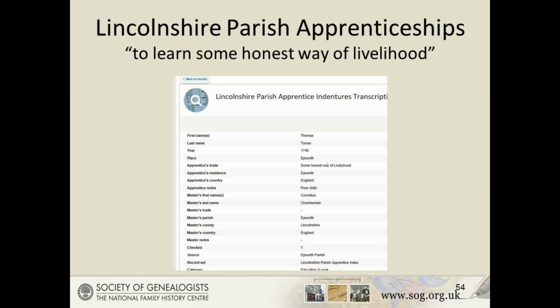Lincolnshire Parish Apprenticeships are all indexed by the Lincolnshire Family History Society and online through Findmypast, and many local societies are working on similar projects. Here we see that Thomas Turner, a poor child of Epworth, was apprenticed to Cornelius Chamberlain of Epworth in 1749, and, as it says, to learn some honest way of livelihood.